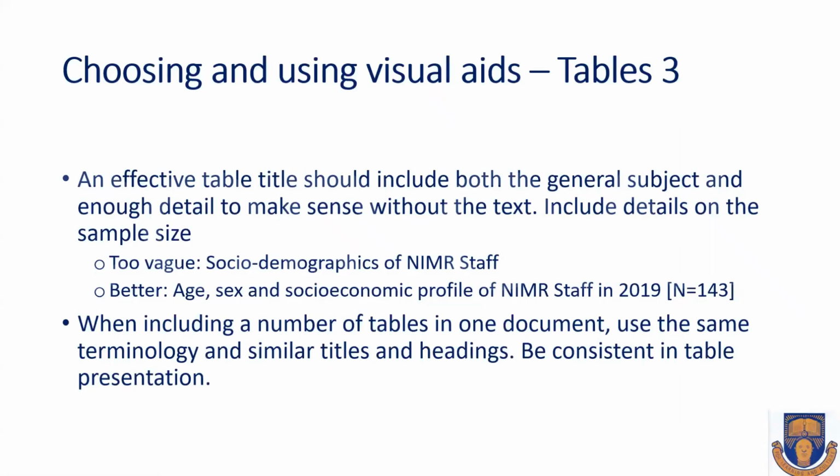And now an effective title, we're going to talk briefly about the title. An effective title should include what the subject is and enough detail to make sense without even looking at the text. For example, I have shared this title, Sociodemographics of NIMA staff. Look at the second one: the age, sex, and socioeconomic status of NIMA staff in 2019. And in brackets, I have put the N.